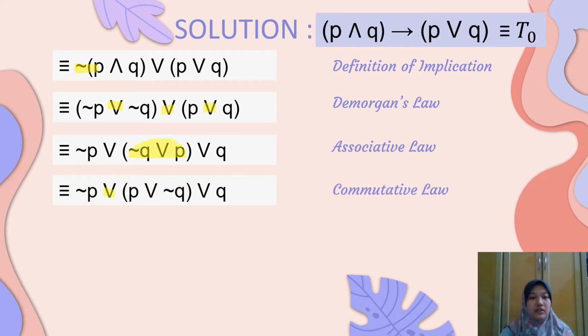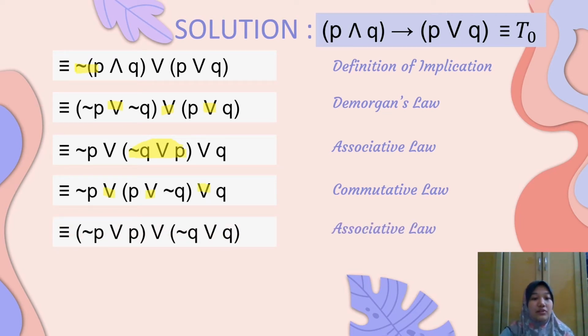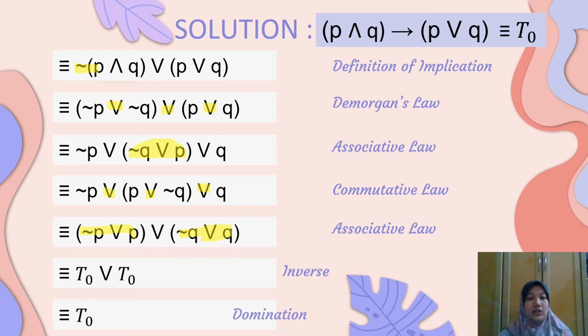Because it's the same sign here and also here and also here, we use associative law again. Then negation P or P and then negation Q or Q equals tautology or tautology by using inverse law, so we get tautology by using domination law. So that's it, it is shown.